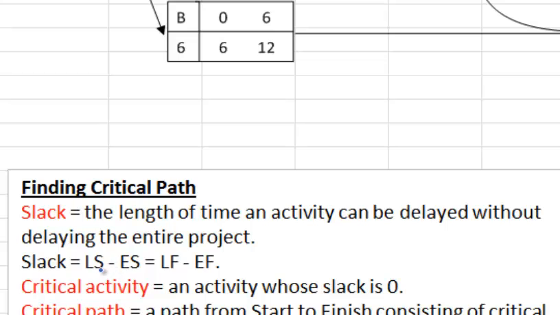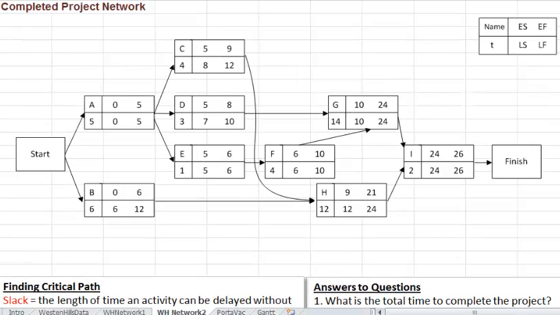So it's just going to be the latest start time minus the earliest start time, or latest finish minus earliest finish. It doesn't matter which difference you get, it's going to be the same. It's basically the bottom number minus the top number. Let's try getting the slack for each activity. Here we're told ES is 0 and LS is also 0. So 0 is the earliest time you could start A, and 0 is also the latest time you could start A. There is no difference, no leeway. So here the slack is equal to 0.